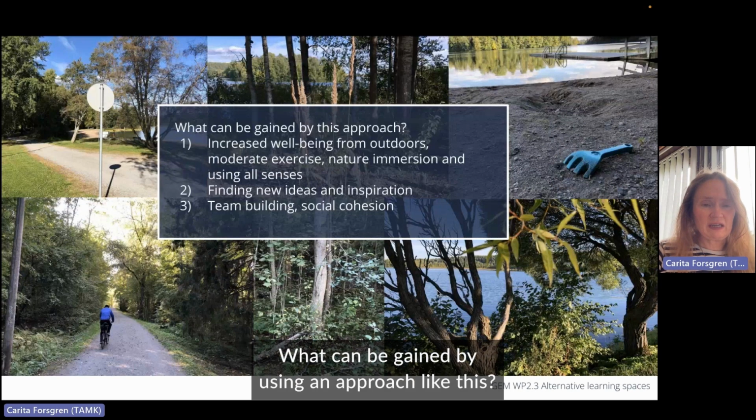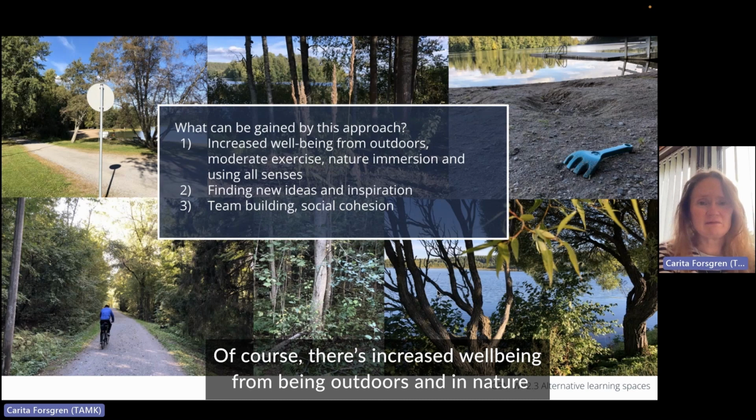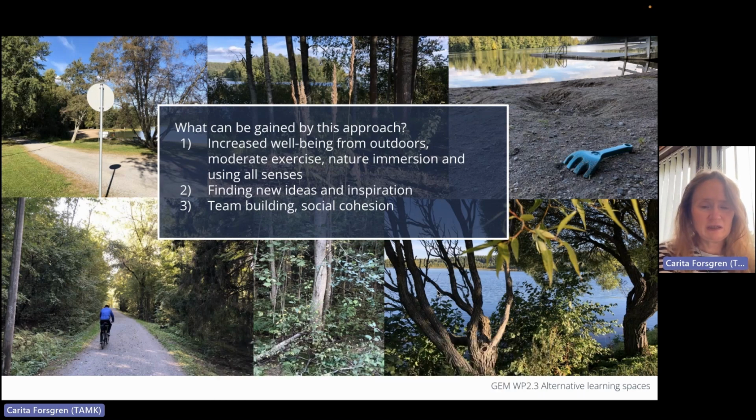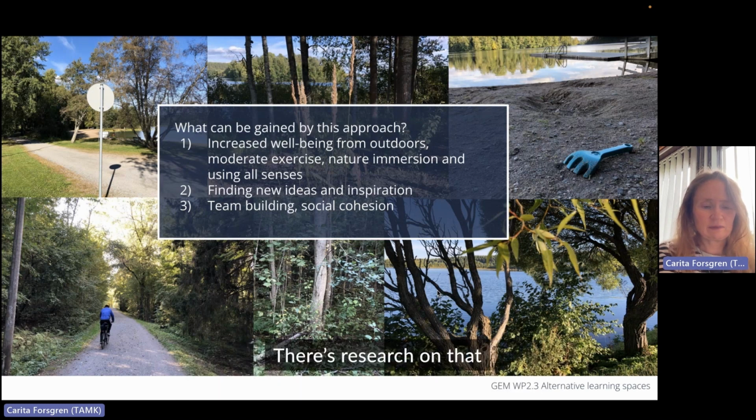Okay, so what can be gained by using an approach like this? Why should we go to have lessons outdoors at all? So, of course, there's increased well-being from being outdoors and being in nature, immersion, and using all the senses. That does make people happier and healthier. There is some research on that. Also, moderate exercise is good for us.